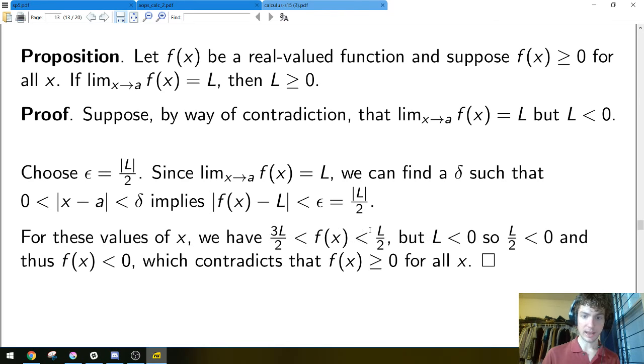But now we've upper bounded f by a negative number, because L is negative, so of course L over 2 is negative, just by dividing both sides of the inequality by 2. And if L over 2 is negative, that means f of x is negative. That's the contradiction. The assumption was that f is always non-negative, and we've just said this value of f of x happens to be negative. So we've contradicted that assumption, which means we've concluded the proof. It must have been true that L was non-negative, because if it weren't, we would get a contradiction.